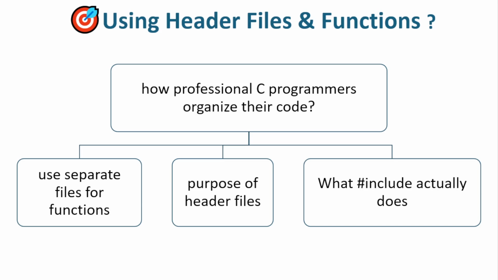Number three, what #include actually does. The #include directive in C tells the preprocessor to copy the contents of another file into the current file before compilation begins. When you write #include mathutils.h, it's as if you are pasting the entire content of that header file into your .c file at that exact location. This allows your code to access function prototypes, macros, or global variables defined in the included file. It's a powerful way to organize and reuse code across different parts of your program.